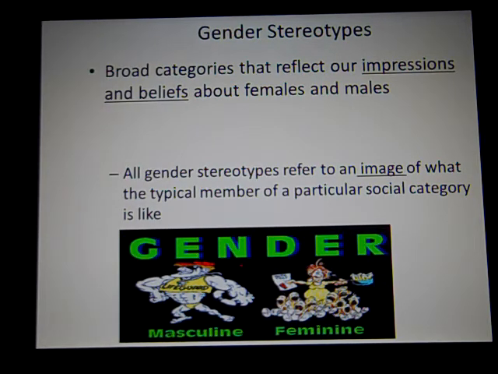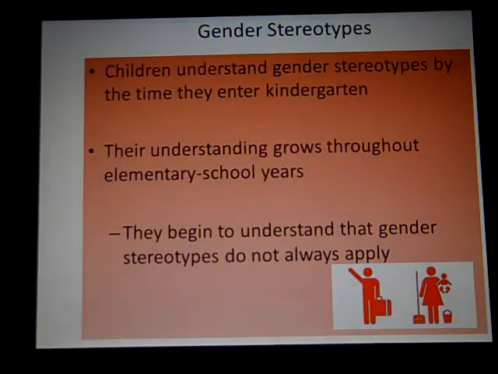I could throw out any category of people: African Americans, nerds, jocks, preppy people, homosexuals, whatever. We could do it in terms of race, ethnicity, choice, preference, whatever. And we have these stereotypical images of what these people are supposed to look like, how they're supposed to act, and if they don't, we think something's wrong. And we certainly do this with gender. We'll talk about that.